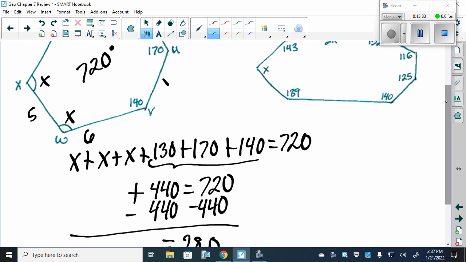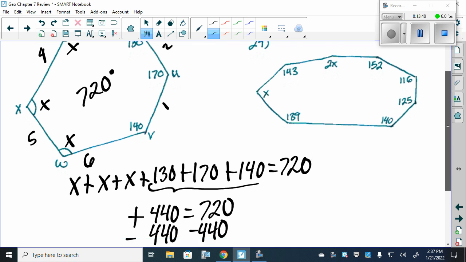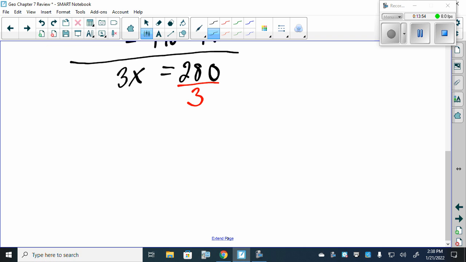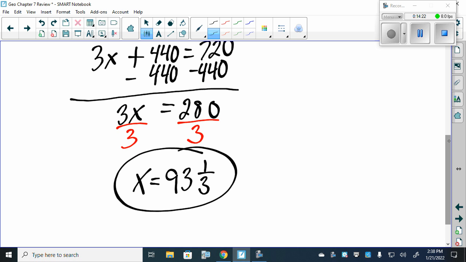Because there's 3 angles. They're all the same, so they're x. And then what would we do next? And then you divide that by 3. Because we're saying we have 3 of that unknown value. So x is equal to? 280 divided by 3. Use a calculator. 9 is 27, 27's 10. So each one of those angles is 93 and a third.